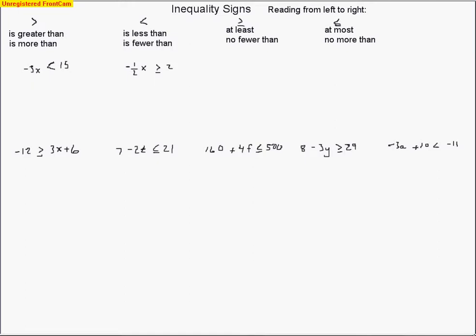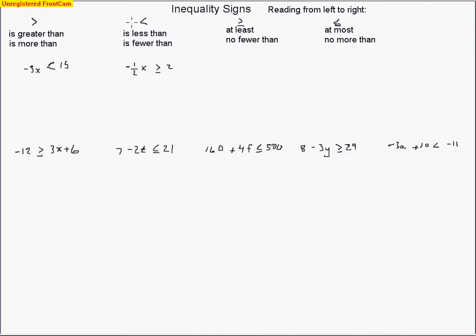Today we will be solving inequalities. And so let's take a look at our inequality signs. Now notice that I'm reading from left to right when I'm talking about these signs. So here I'm on the left, here I'm on the right. So notice that it's open to the left. So I say this could be called is greater than or is more than.